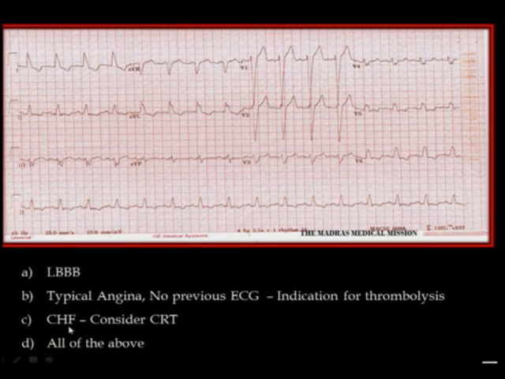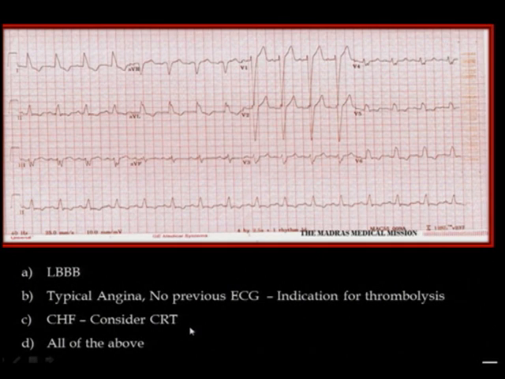He has congestive heart failure. May you consider him for implantation of cardiac resynchronization therapy? So what could be the answer? I believe the answer is all of the above, because it's a typical LBBB, and it is wise to consider thrombolysis if there's a typical angina.